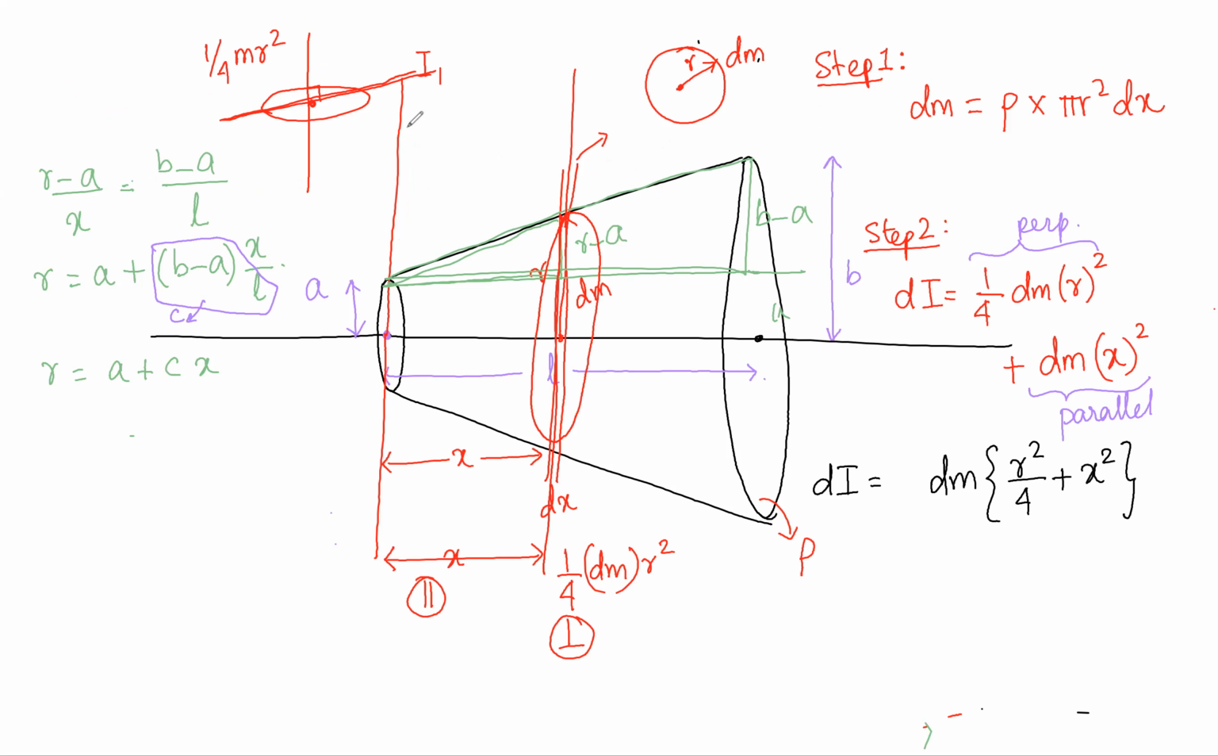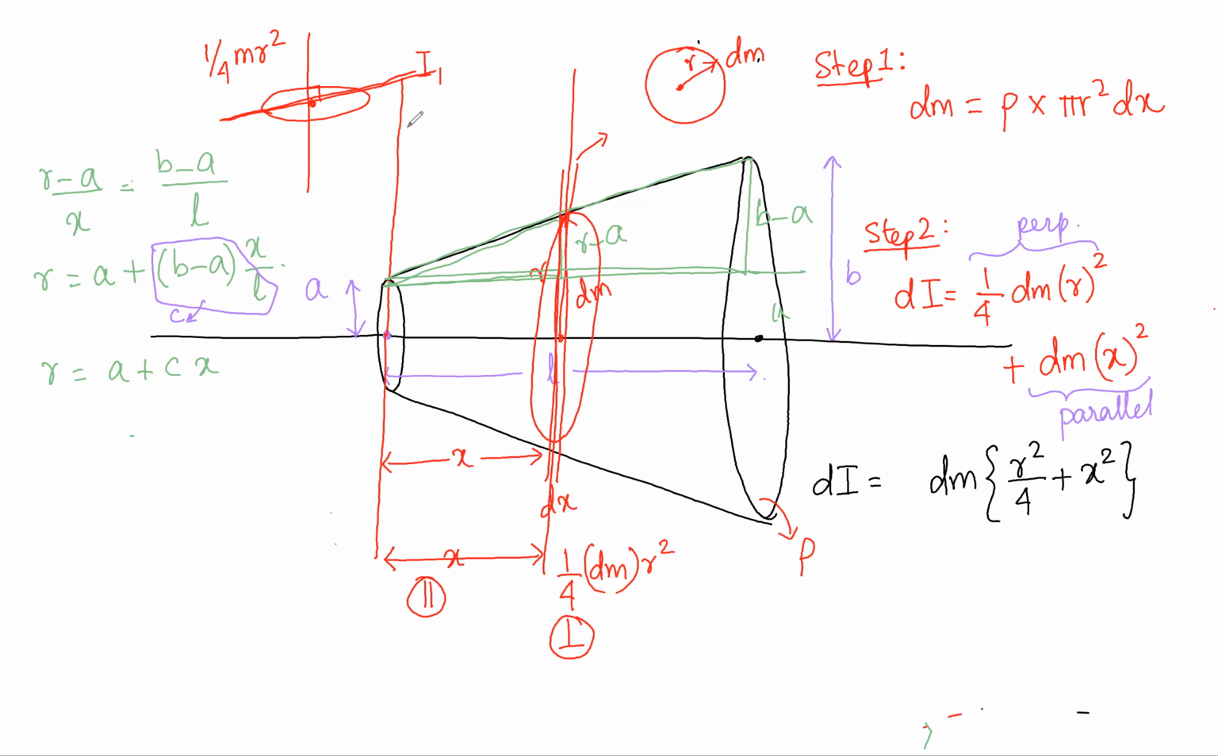In step 2, did you understand the perpendicular axis theorem and the parallel axis theorem? We are applying both of them. The disk, if the axis was passing through the disk, then we would say it is just half m r square. But the axis is passing through the diameter of the disk, and that is why it is 1 by 4 m r square, by the perpendicular axis theorem. Not only that, the axis is not passing through the disk, it's actually passing through the end of the rod.